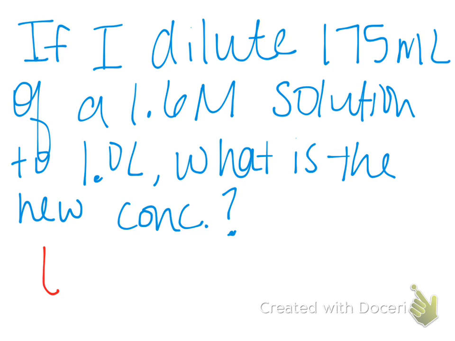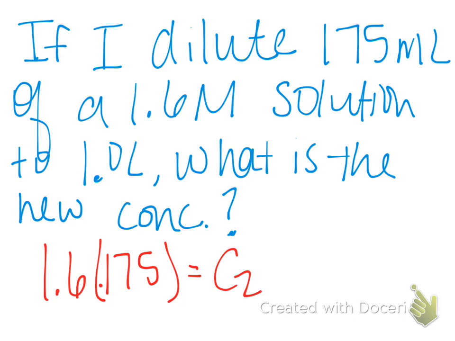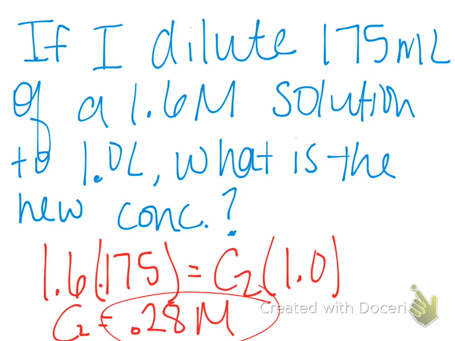Right, so C1 times V1, 0.175, equals C2, which is what we're solving for, times V2. What did we get our concentration to come out at? 0.28 molar. Good, got to have that unit on there. 0.28 molar.